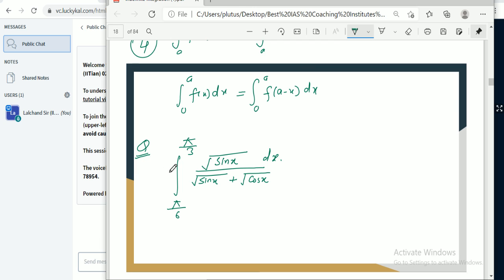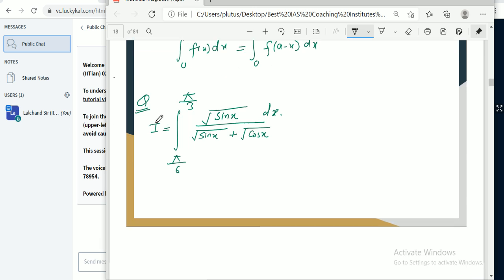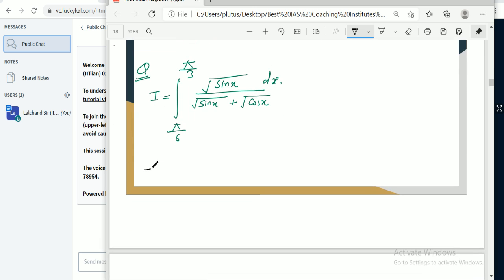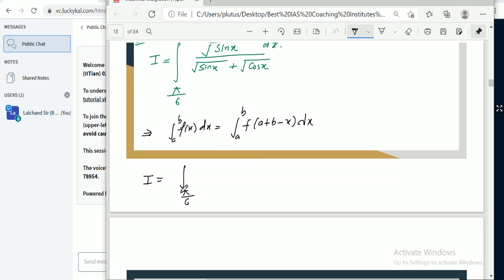Let's suppose this integral value is I. If we apply this property, what is the property? Integral a to b f(x) dx is equal to integral a to b f(a plus b minus x) dx. If we apply this property on this, then we have I is equal to integral pi by 6 to pi by 3.